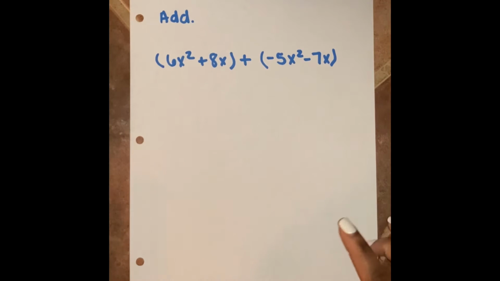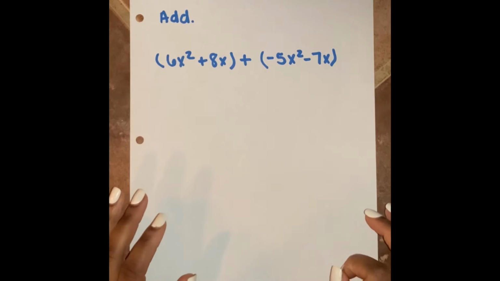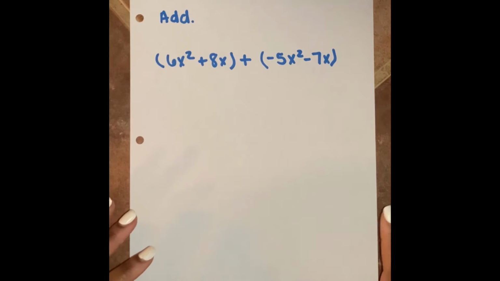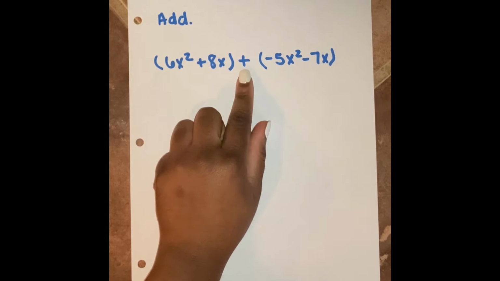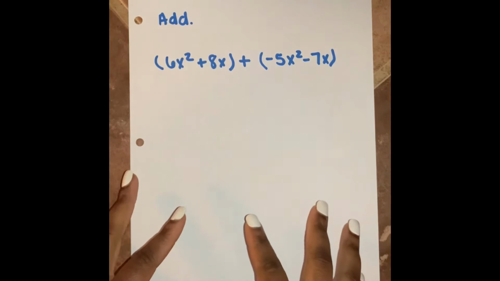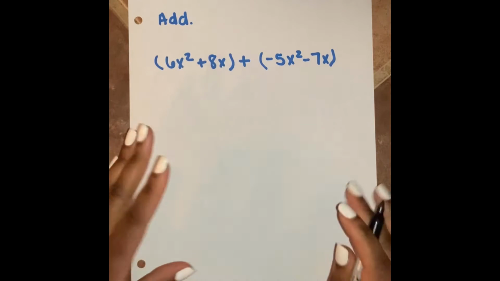So we're going to add the two binomials. We have 6x squared plus 8x plus a negative 5x squared minus 7. So here we're going to distribute our positive sign to everything that's within this second parentheses, and we're going to drop the parentheses so that we can add the like terms.